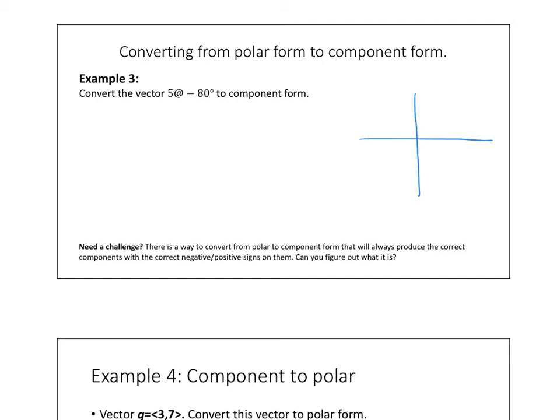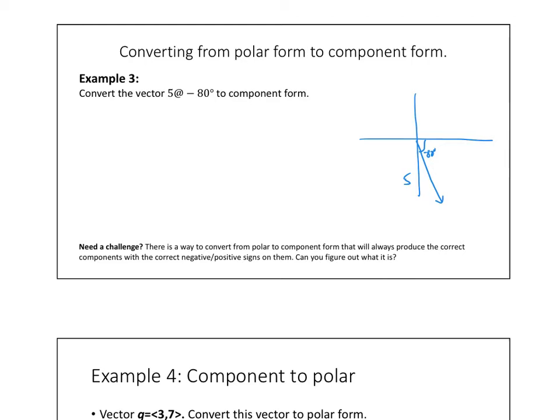And remember, when you draw the angle, it's always from the positive x-axis. Negative 80 degrees means that we're going to be rotating clockwise, or downwards, from the positive x-axis. So I'm going to draw my angle at negative 80 degrees, and then I'm going to draw a vector and label it. Its length is 5. This vector isn't given a name, so I won't give it a name in my diagram.